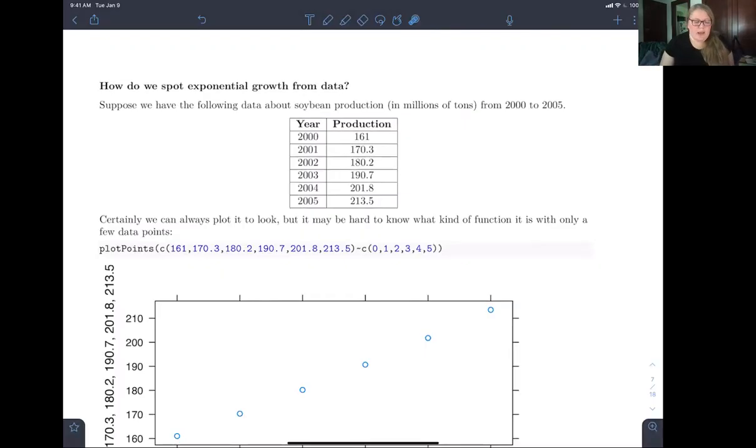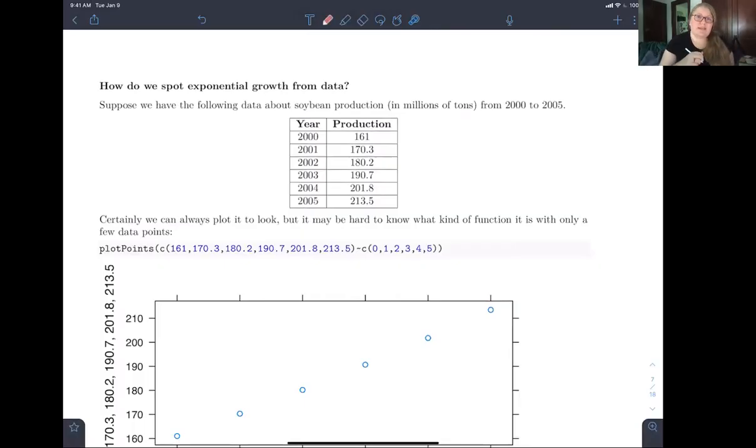Things like that. And when we talked about linear functions, we could quickly recognize it from a table. Basically, you wanted to have the same added factor: as you change X, Y changes by the same amount. So let's see what we can do here. Here I have the following data, looking at soybean production in millions of tons from 2000 to 2005, which is a little bit old for data, but we'll use what we can.